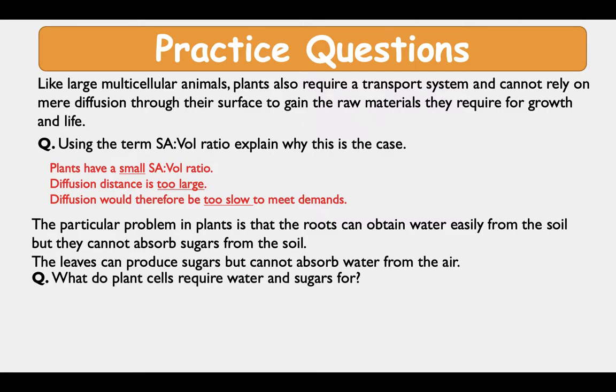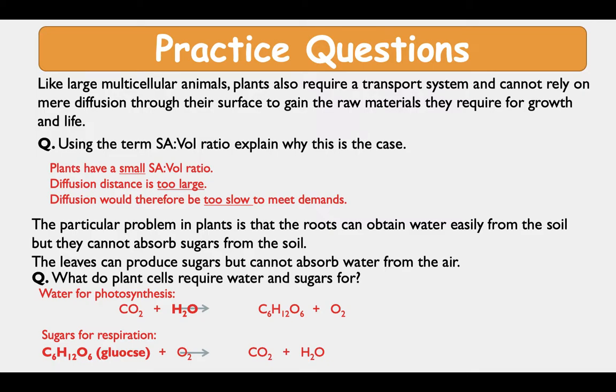So what do they require water and sugars for? First of all, they require water and sugars for photosynthesis. So photosynthesis is that process you've learned about at GCSE, where you take carbon dioxide and water and it's converted into glucose and oxygen. And remember, to balance that equation, you need a 6 in front of the carbon dioxide, the water, and the oxygen.